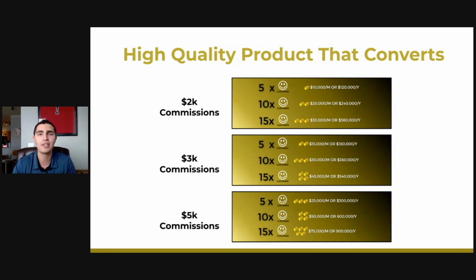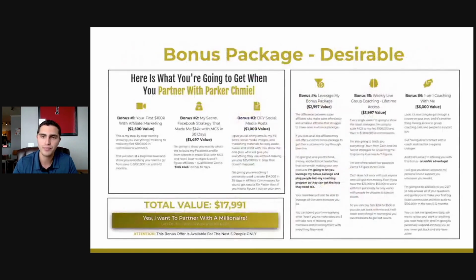If you have a bad product, no one's going to want to buy it. So it needs to solve a problem in the marketplace and actually get people to fix something that they're having a problem with. So this is something that you need. This is step 1: high quality products that convert.